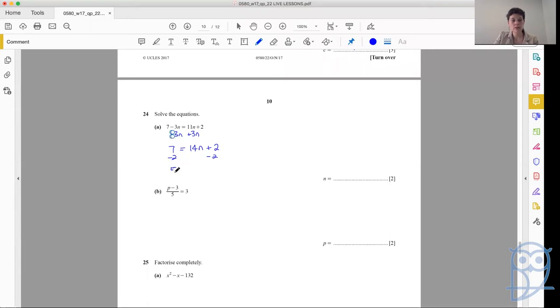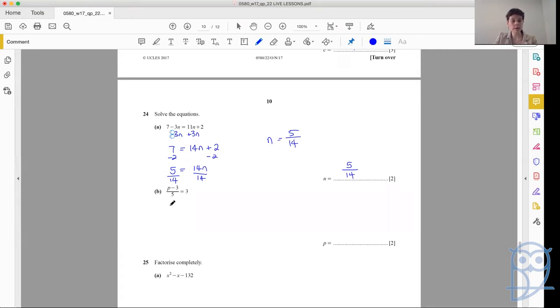7 minus 2 gives us 5, equals 14n. Well, we don't want 14 n's, we want only one of them. So we divide by 14. So n equals 5 over 14. It's a simple fraction. It's not going to go anywhere else. So n equals 5 over 14.